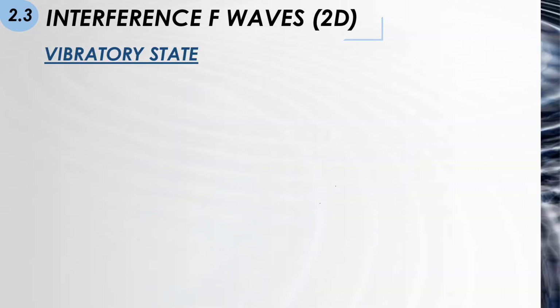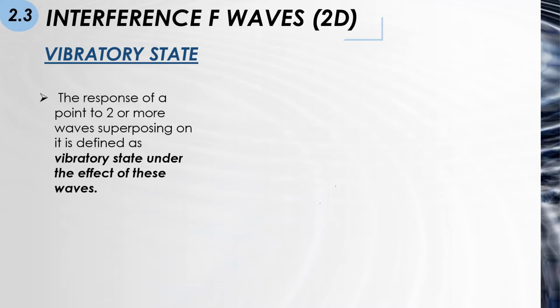Okay, interference is taking place. When you look at a certain medium, you're going to observe all the medium affected by two waves. Now, if you consider one point of the medium, that point is going to be receiving two waves, one coming from the first source, the other from the second source. How would that point respond to these two waves? We call that vibratory state.